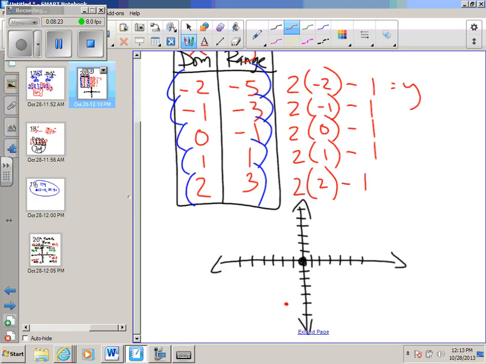Our first point comes about there. The -1, -3 comes about there. 0, -1 is right there. 1, 1, right about there. And 2, 3, right about here. What happens to those dots?